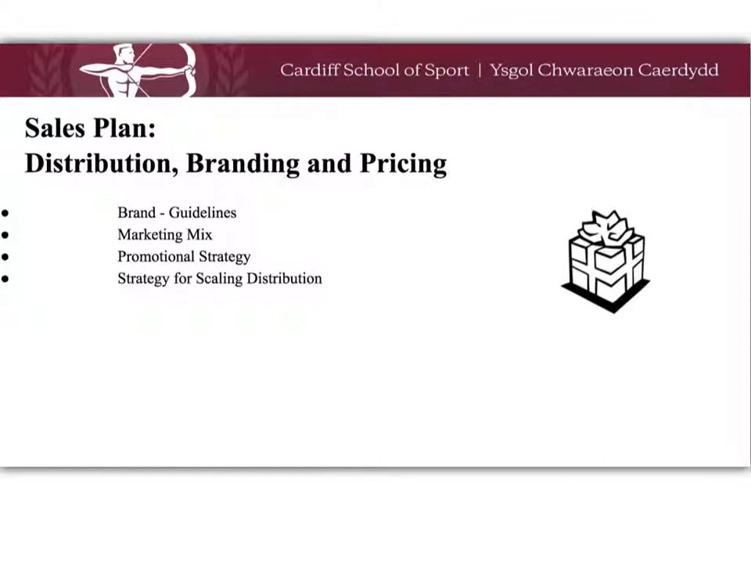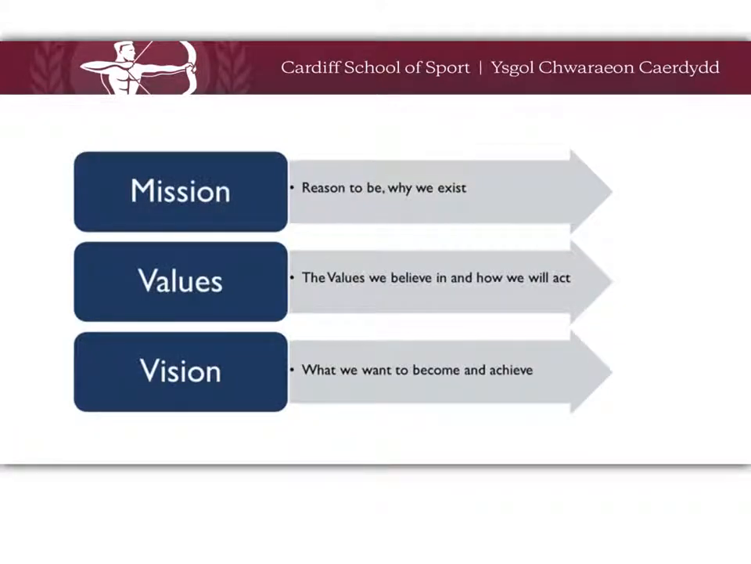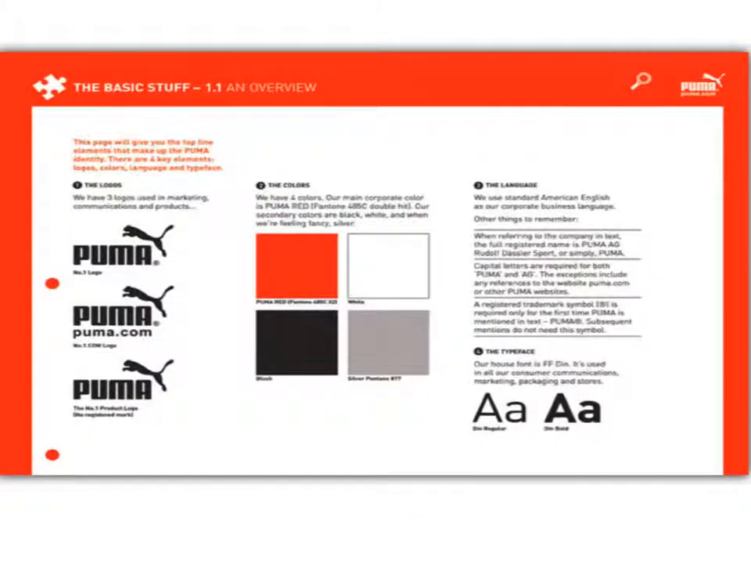This section also requires a sales plan, which will include the key elements of your brand, your marketing mix, and a promotional strategy. So I'd like you to produce a set of brand guidelines explaining how they relate to your mission, visions and values. Some examples.